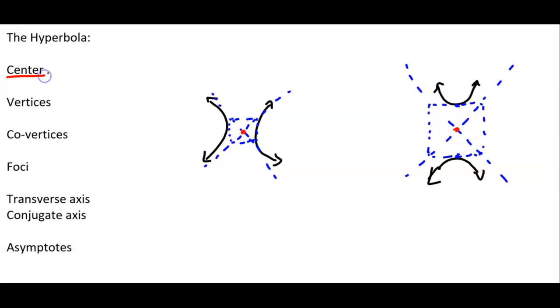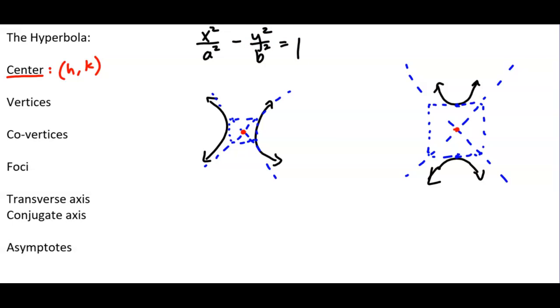So the center could be at the origin, or it could be at (h, k). In fact, let's not talk about the origin. We can surmise what that's going to be, but let's just give you the example for the one centered at (h, k). Okay. So the standard form for these, if it's opening to the sides, is x squared over a squared minus y squared over b squared equals 1.